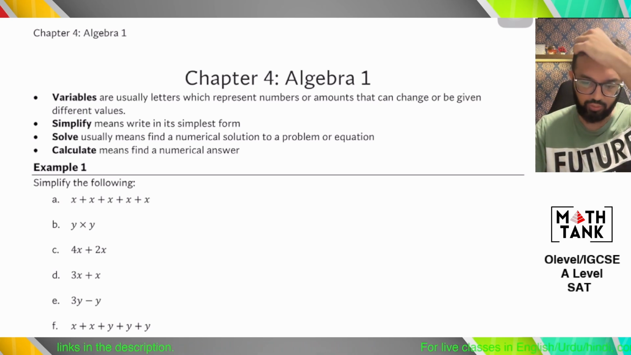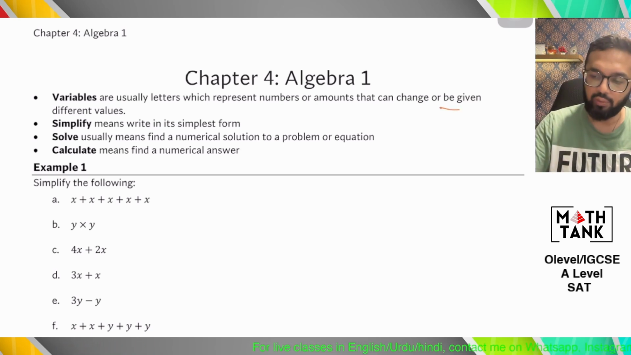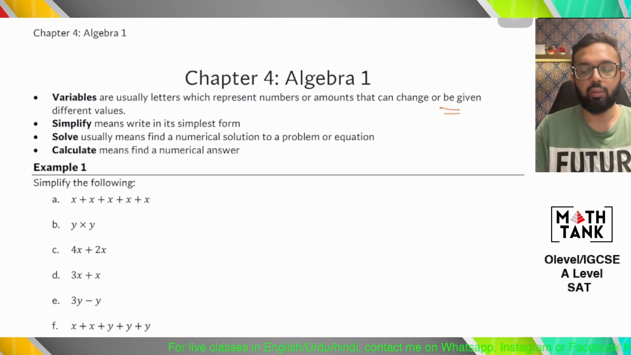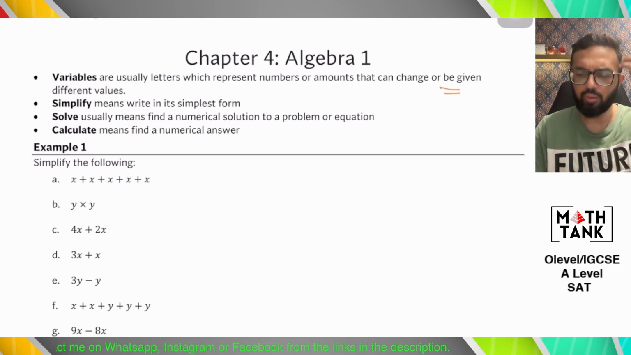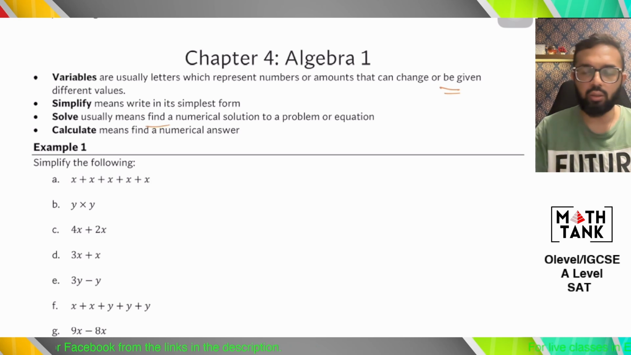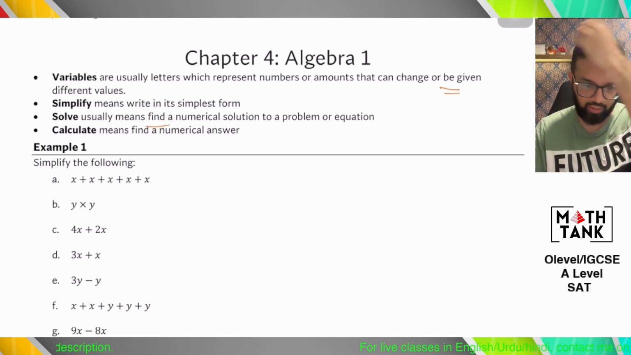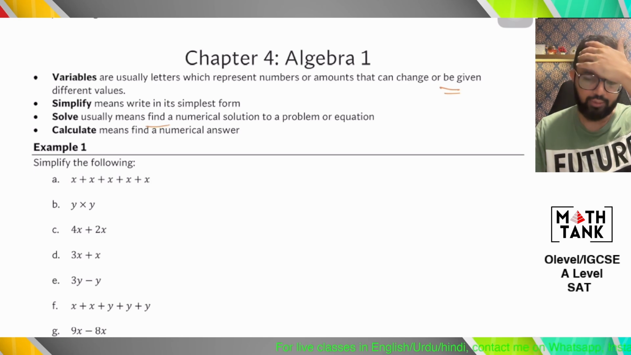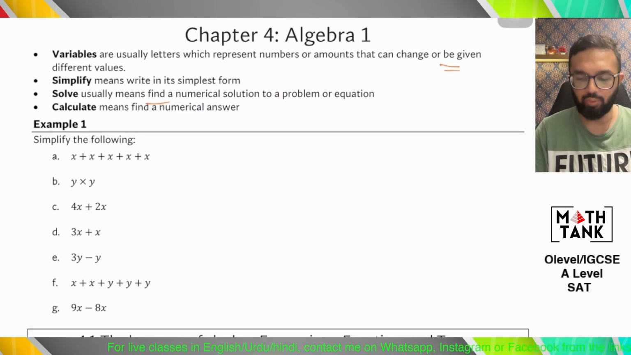It says variables are usually letters which represent numbers and amounts that can change or be given different values. Okay, variables are x, y, and so on. Simplify means write in its simplest form. What that means is we're going to have to cancel out or add, subtract, depends on the question. Solve usually means find a numerical value for a problem or an equation, and calculate means to find a numerical answer.